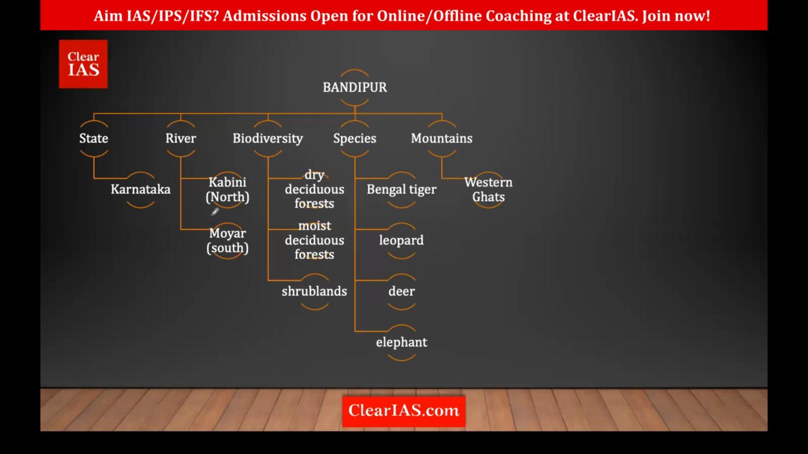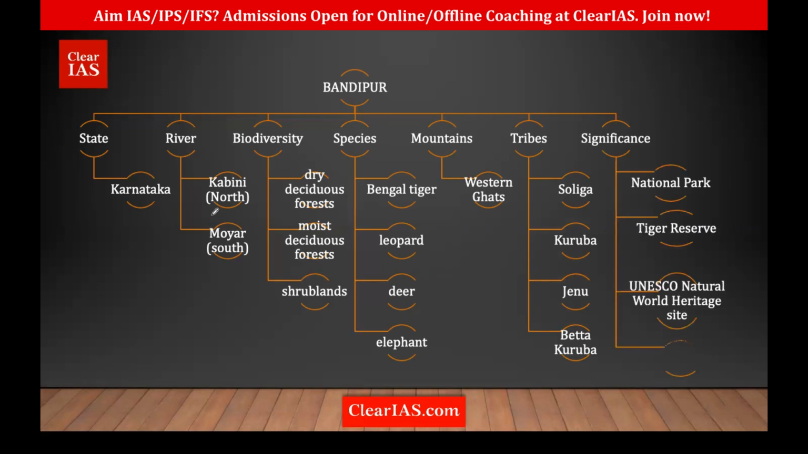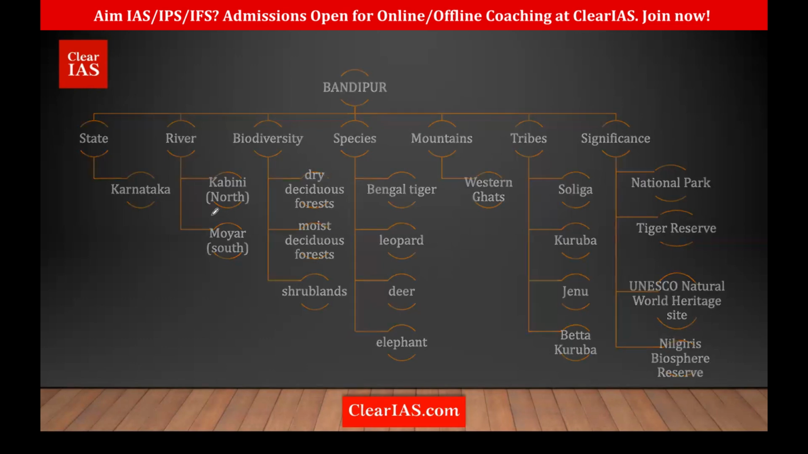Okay. And it is part of which mountain ranges? It is part of Western Ghats. And what tribes are found here? We have Soliga tribes and Kurumba tribes as well as Jenu tribes. Okay. And also the Betta Kurumba tribes. Okay. And what is its significance? Yes, it is a national park. It is a tiger reserve. It is a part of UNESCO World Heritage Site and as well as part of what? Nilgiris Biosphere Reserve. Okay. That is Bandipur. So remember the rivers passing through it, Kabini as well as Moyar. And yes, it is an important tiger reserve. Okay. And it is in the state of Karnataka. It's part of Western Ghats as well.